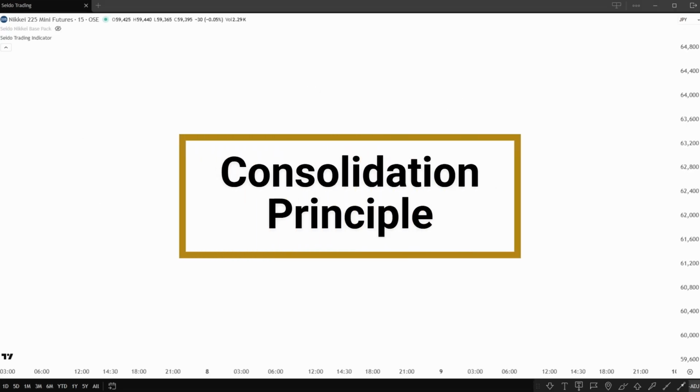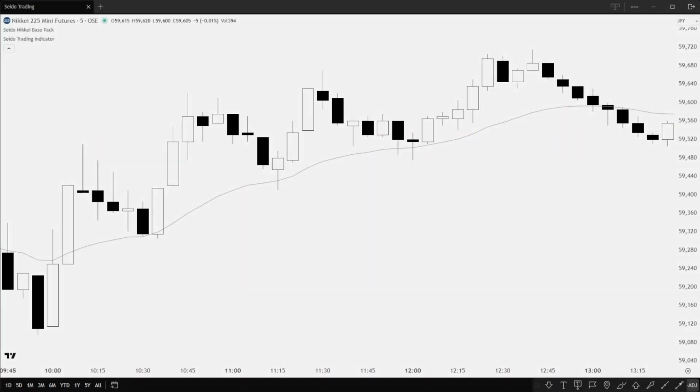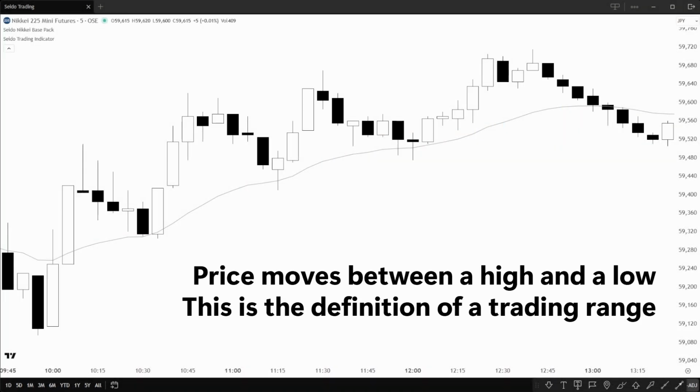Here is the core principle of this lesson. Every consolidation pattern is a trading range. The shape does not matter. Whether it is a flag, a triangle, an inside bar, or a period of sideways movement, a tight trading range, for example, they're all the same thing. Price is moving between a high and a low, and it is doing so while the 3 groups of traders are making decisions.